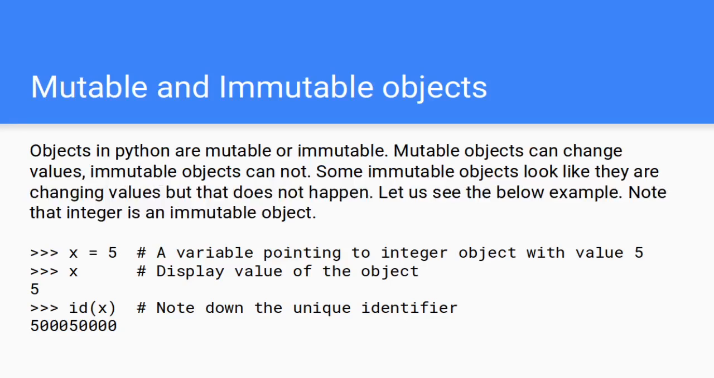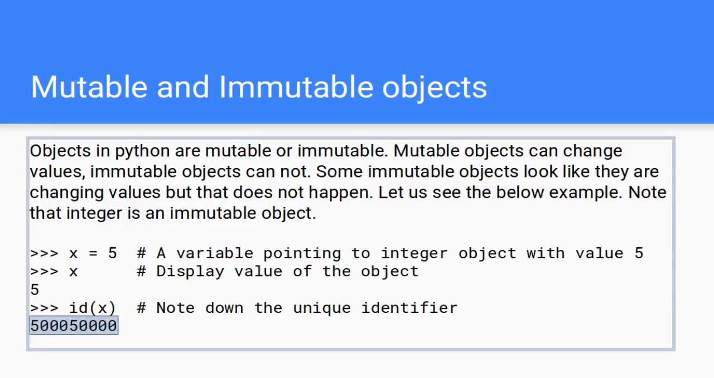Mutable and immutable objects. Objects in Python are mutable or immutable. Mutable objects can change values, immutable objects cannot. Some immutable objects look like they're changing values, but that does not happen. Let's see in the below example. Note that the integer value is an immutable object. So we created a variable pointing to an integer object with a value of 5. And we display it, and we call the ID function on that object, and we get the ID. Now, let's note that ID.